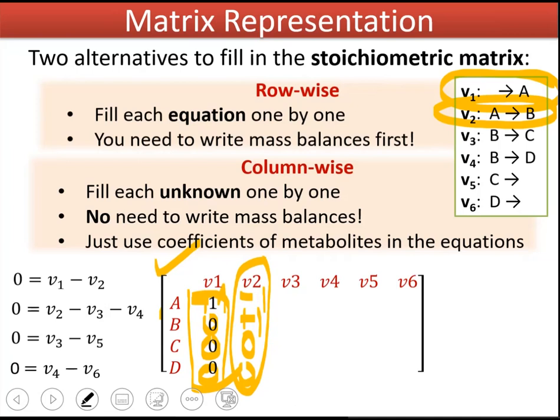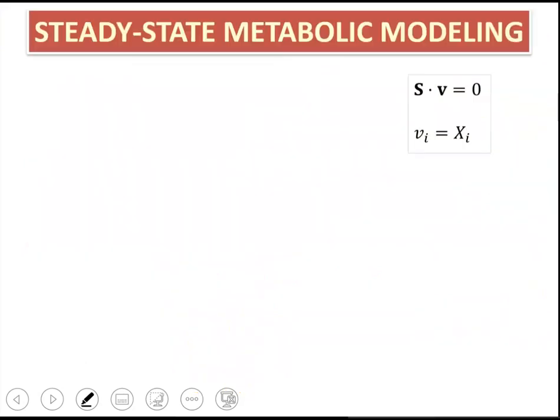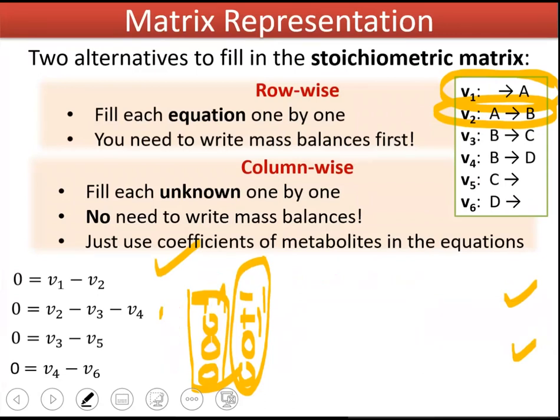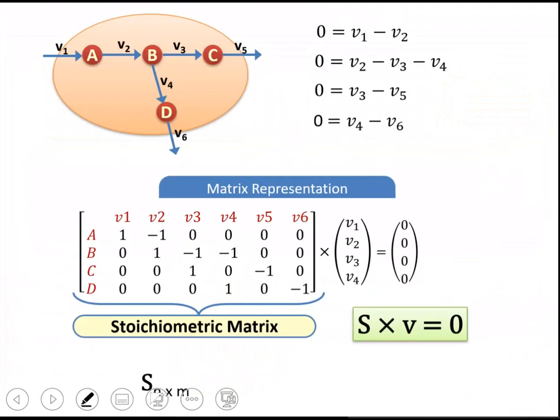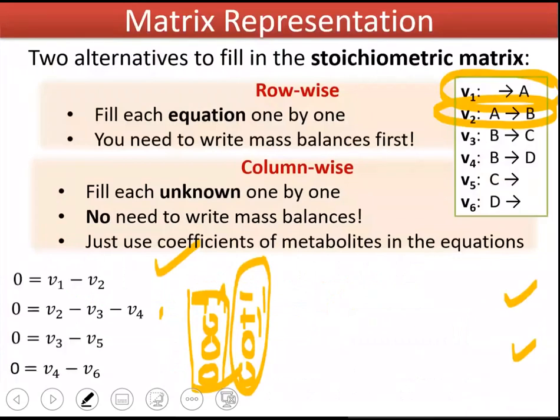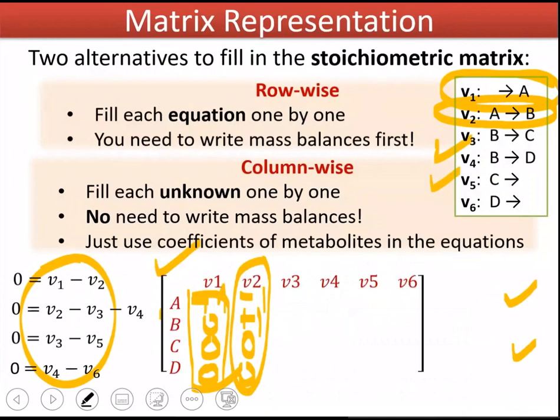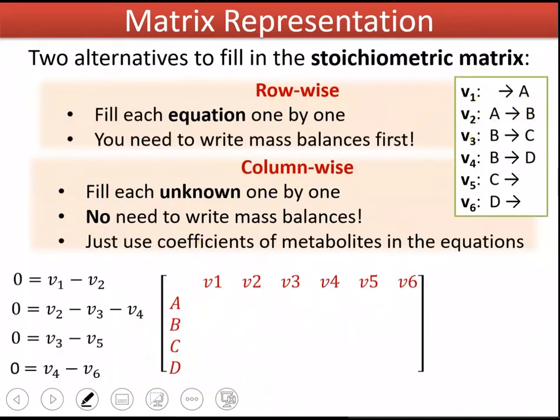So the coefficient of the reaction is used to fill the matrix with the corresponding numbers. And plus is used for the products, minus is used for the substrates. And if you do this, you will get exactly the same matrix given here. As you see, this is much more practical. You don't have to write those balances. You can just check the reactions, and at the end you will have your stoichiometric matrix ready.